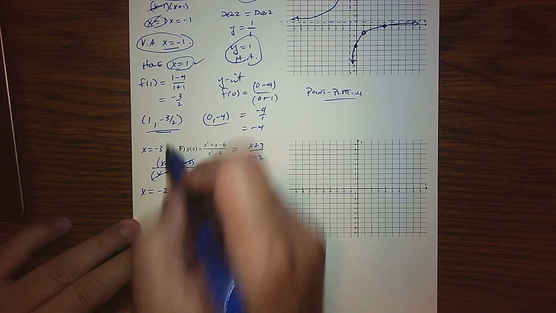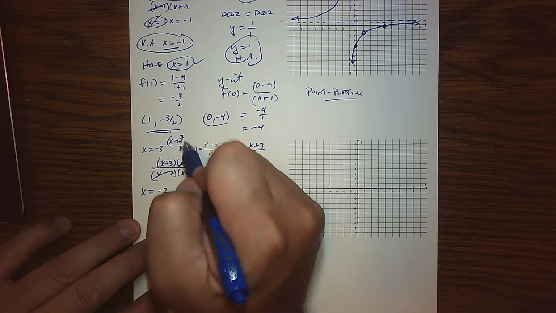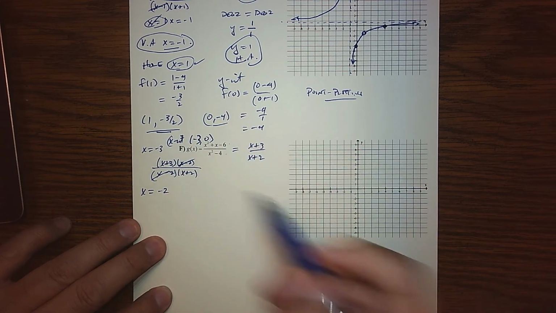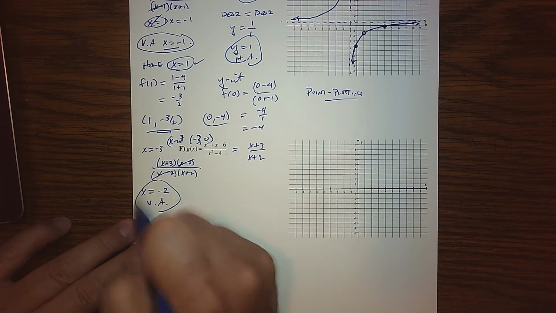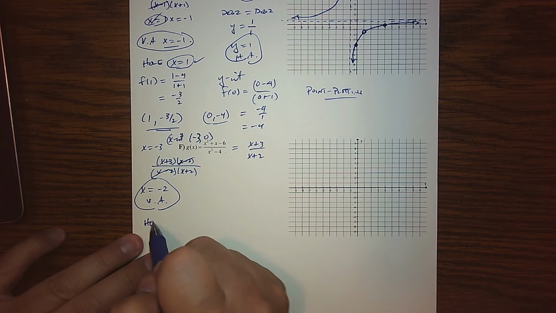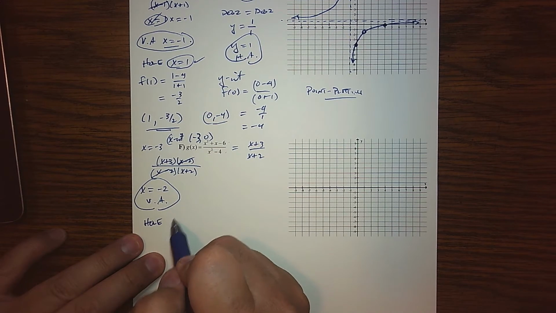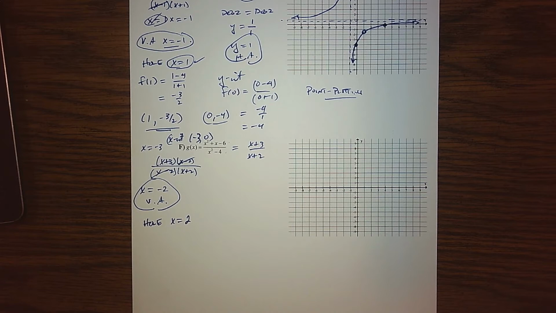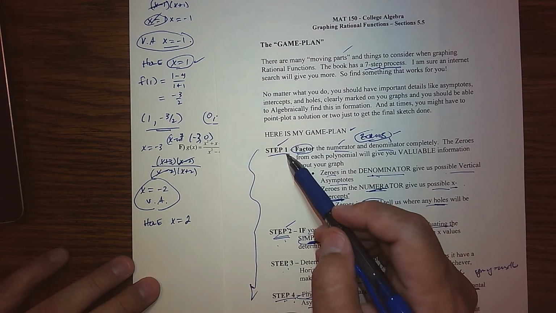So this tells us the following. My x-intercept is occurring at the point negative 3, 0. My vertical asymptote is occurring at x equals negative 2. And because we had a common 0, I have a hole in my graph at x equals positive 2. And so my next step then, so that pretty much exhausts step 1.